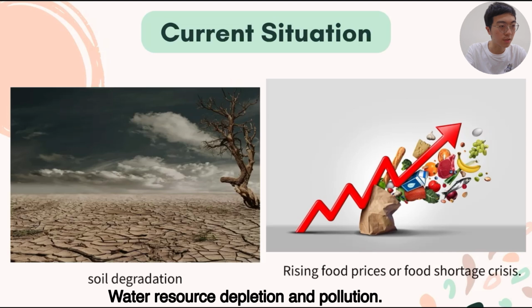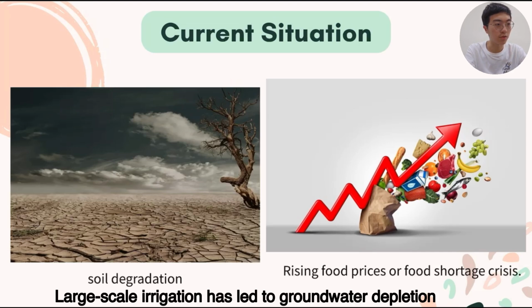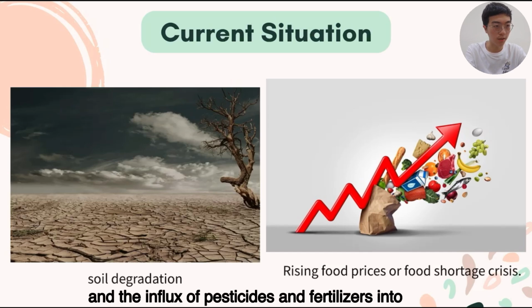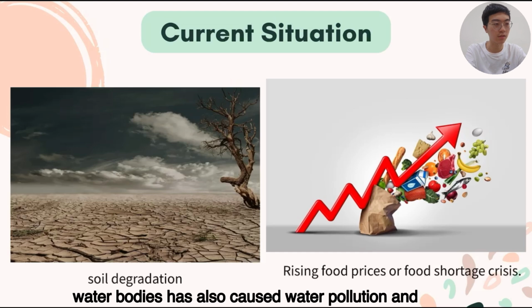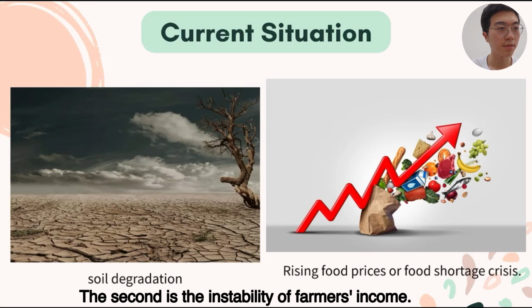Water resource depletion and pollution. Large-scale irrigation has led to groundwater depletion, and the influx of pesticides and fertilizers into water bodies has also caused water pollution and eutrophication. The second is the instability of farmers' income.